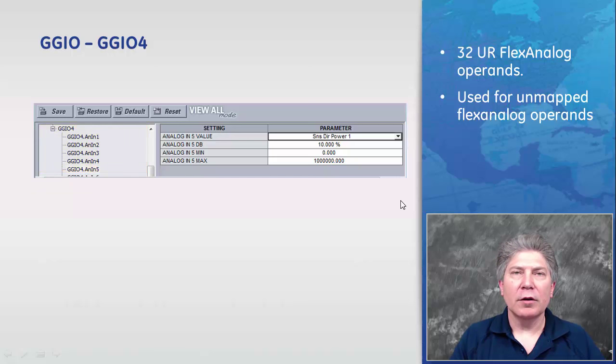Okay, so this concludes the review of the IEC 61850 protocol panel in the EnerVista software. Next, we'll go through the steps of configuring a GOOSE message between two relays.